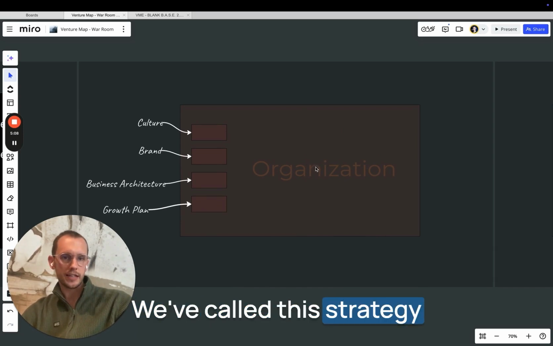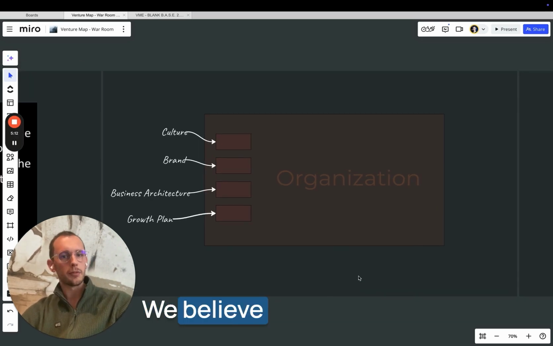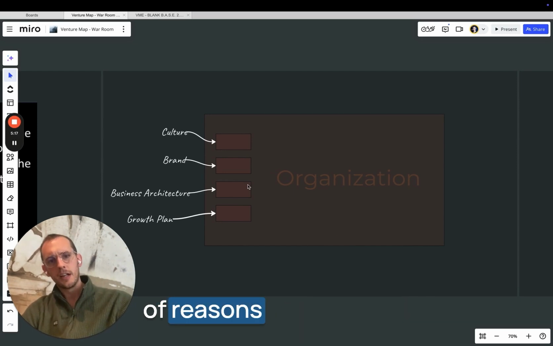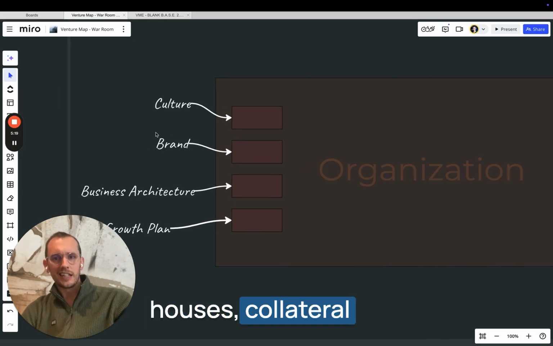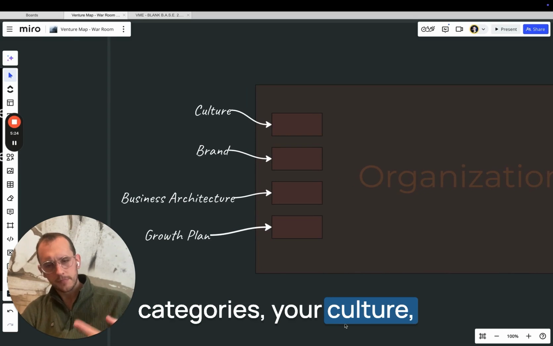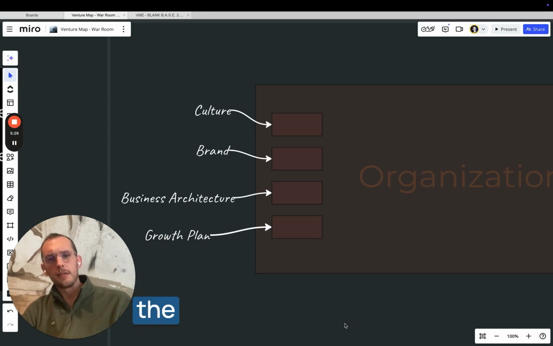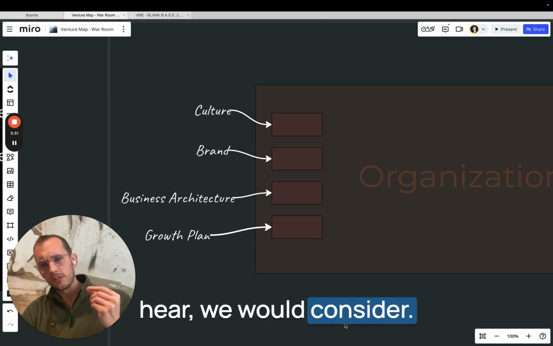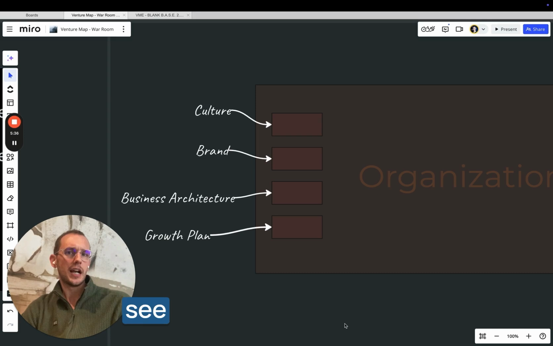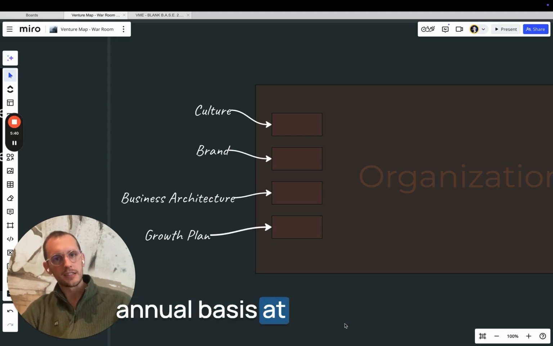We've called this strategy in the past. As we've developed and matured the capability set, we believe organization is the most effective way to view it for a number of reasons. Organization houses collateral that could fall underneath these categories: your culture, your brand, business architecture, growth plan. The majority of things we would consider close to static collateral. In general, these are the things we'd see updated on a quarterly basis, perhaps even an annual basis at some points.